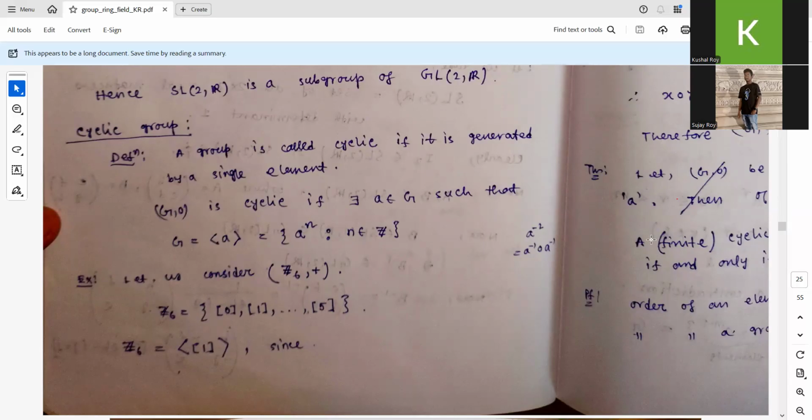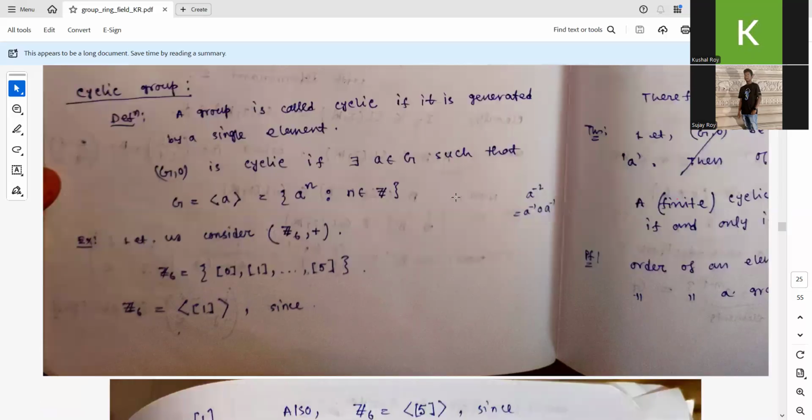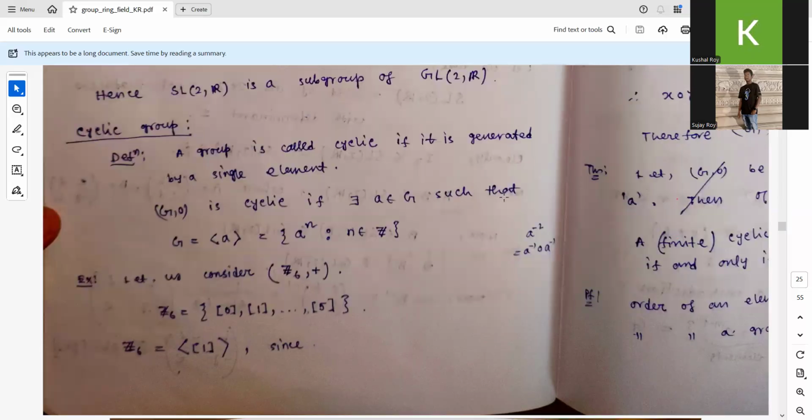Yes, sir. Okay. Now, cyclic group. Now, we are coming to our next important group, which is cyclic group. So, what is cyclic group? Cyclic group is a group which is generated by a single element. Okay. So, it is a single element generated set. So, we can generate each and every element with a single element.